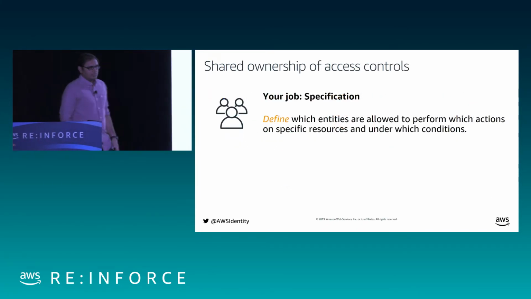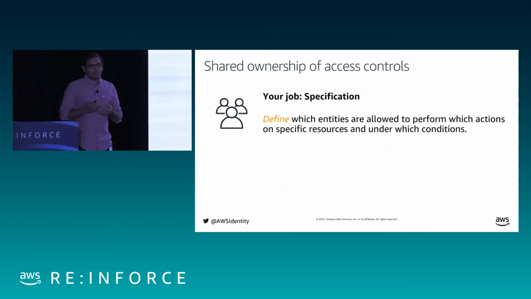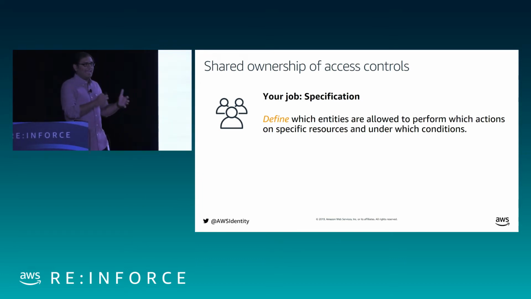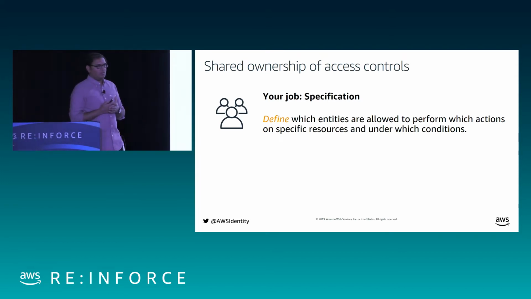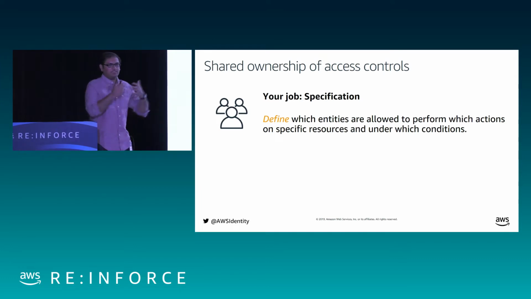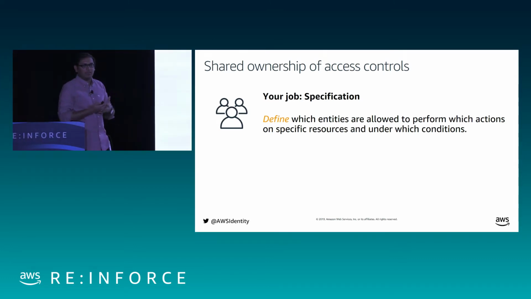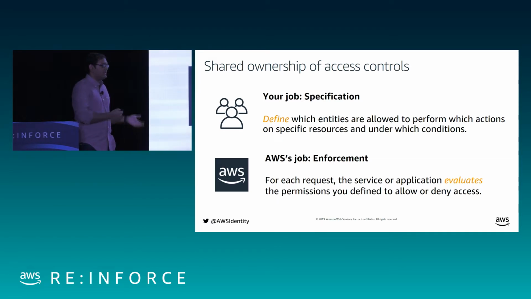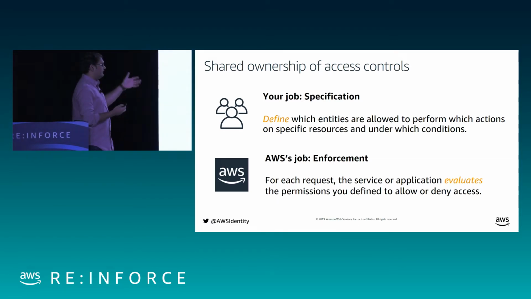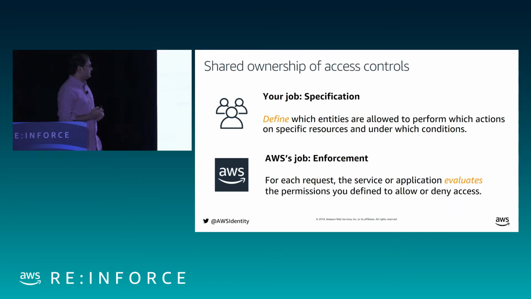All right, so just like security and compliance, even with access controls, there is a shared ownership, shared responsibility model between AWS and its customers. Your job as customers is specification. You define who can access what. And our job at AWS is looking at your specification and making sure that our AWS services and the applications that you build on them evaluate what you've specified and follow it accordingly.